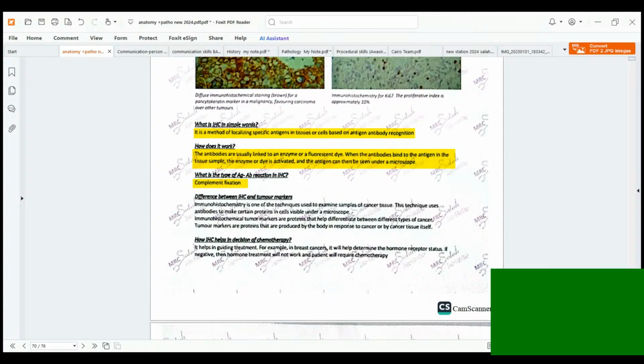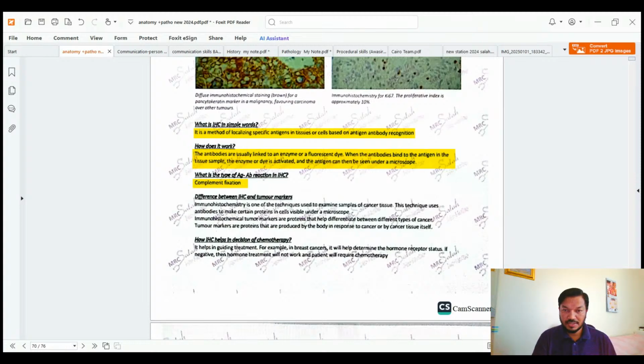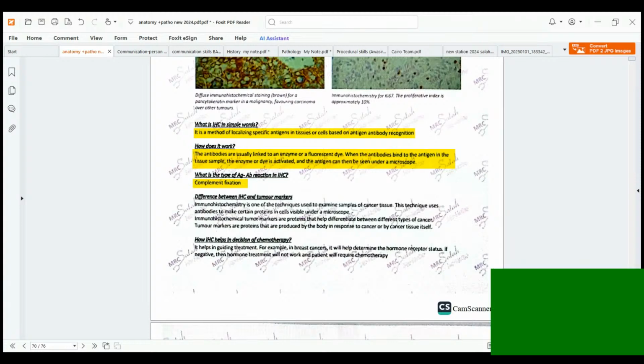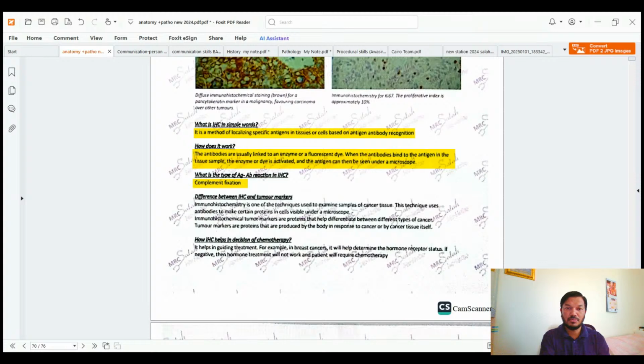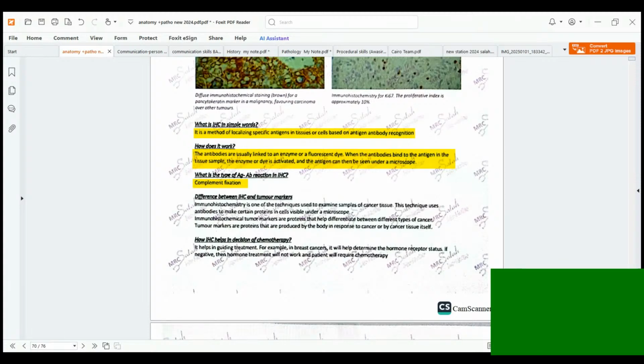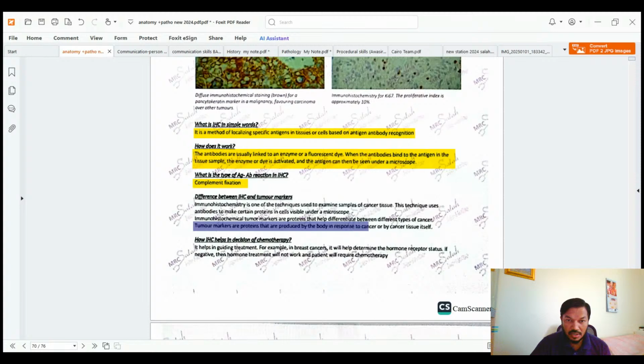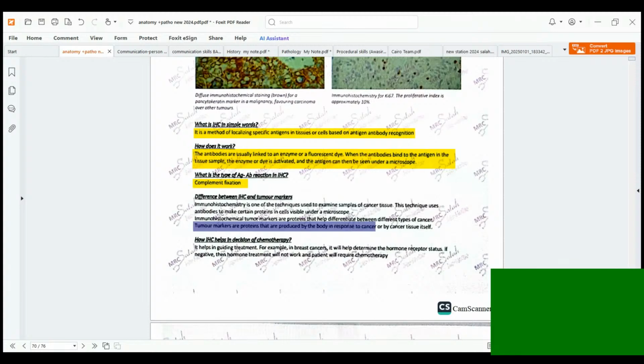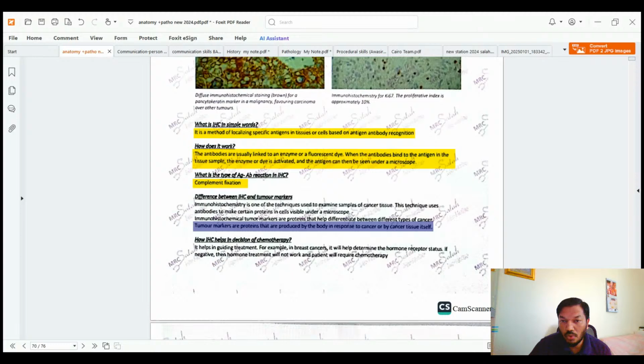Immunohistochemistry is one of the techniques used to examine samples of cancer tissue. This technique uses antibodies to make certain proteins in the cell visible under the microscope. Immunohistochemical tumor markers are proteins that help to differentiate between the different types of cancer. Tumor markers are proteins that are produced by the body in response to cancer cells, or by the cancer tissue itself.